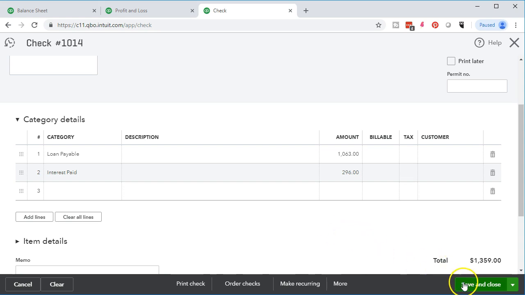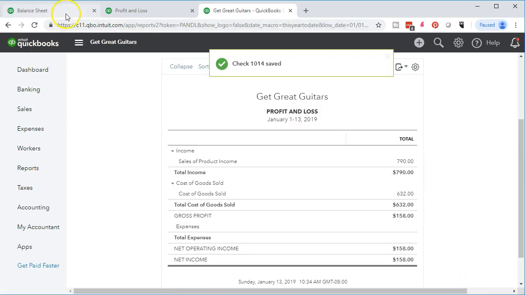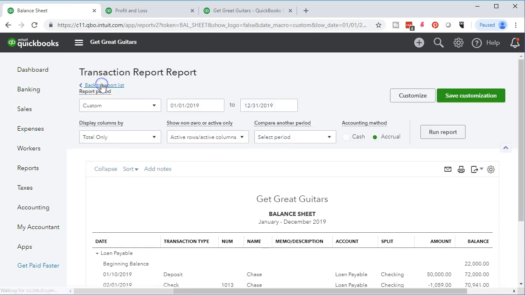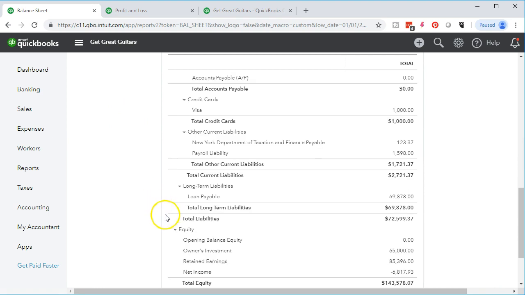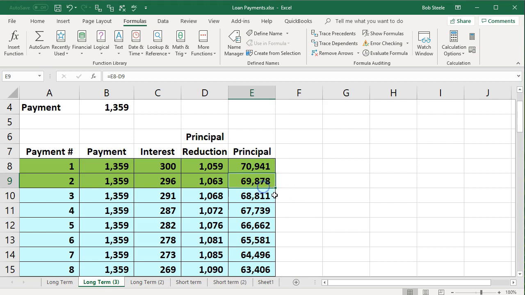If we save and close this, we'll take a look at our reports again by going to the balance sheet on the left, going back up top. And then if we scroll down, we'll see the loan payable. There it is, the 69,878. It's going down. If we select it, then we see our two payments, and their principal portion is different. The 69,878 then should tie out to our statement. There's the 69,878. So our amortization table is working for us there.